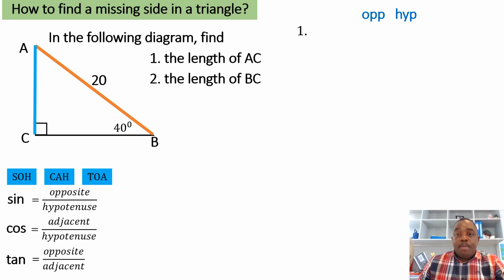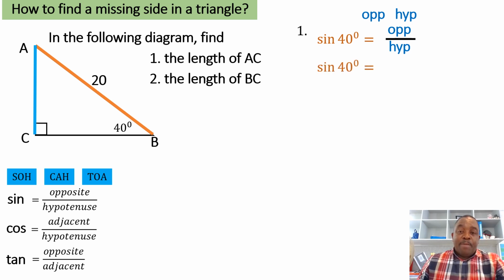So let's set up an equation. We know of our definitions that opposite over hypotenuse, that's the definition for sine. So the correct trig function to use there would be sine. So sine 40 degrees equals the opposite side over the hypotenuse, and that opposite side is AC, and the hypotenuse is 20 units. Perfect. There's our equation.